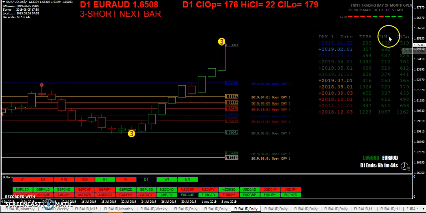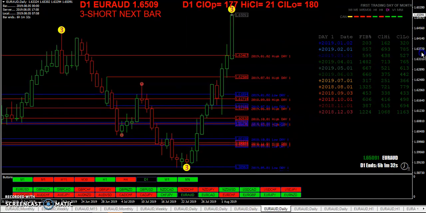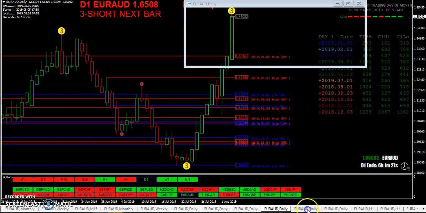So here, compared to the opens, you can see we're above everything. Now, the euro yen was below everything that we were trading. So now we're trading something just the opposite. Once again, we're above all the ranges. And you can see it's a 3-ball on the daily.